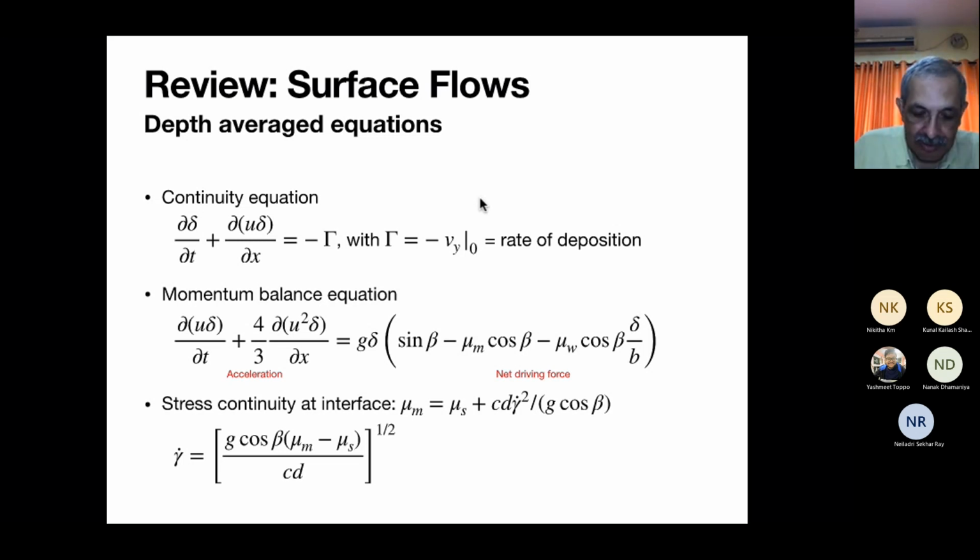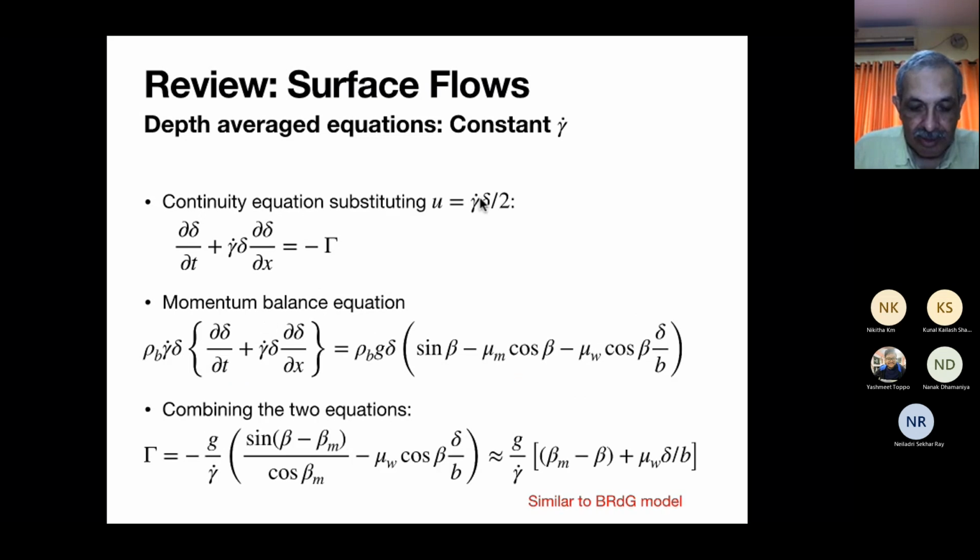Now we simplified these equations. We said that supposing shear rate is constant, that is supposing gamma dot is a constant, then we can substitute for u using this formula, and this is what the continuity equation becomes, and this is what the momentum balance equation becomes. So wherever there is u, we have put gamma dot delta by 2. So this is how it simplifies. So there's no u in either equation, but you can see now that this term is exactly equal to this.